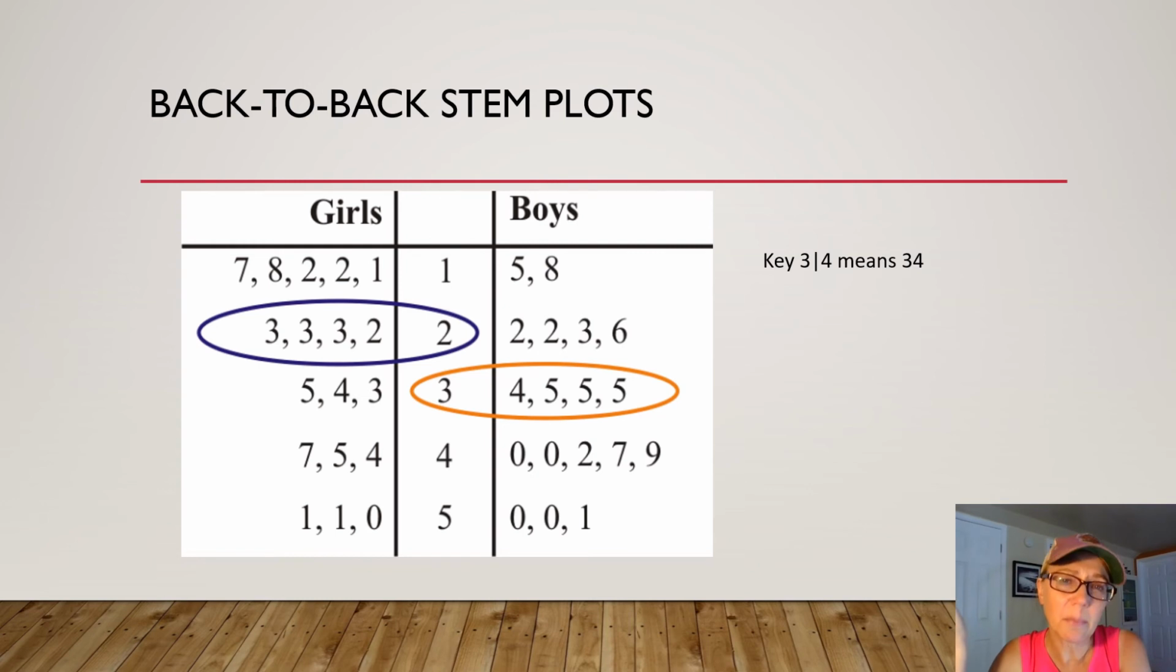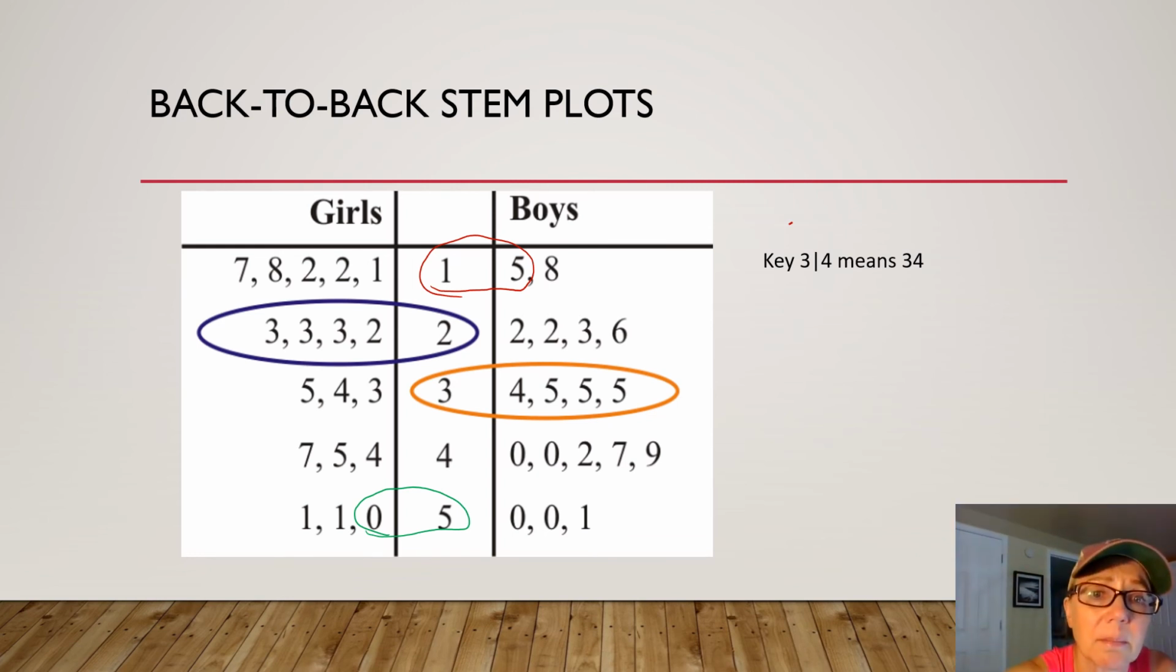We can also have a back-to-back stem plot. So here, let's pretend that they asked the girls and boys how many pairs of shoes they had. Well, if I look right here, 1, 5, in the boy column, that would represent a boy who said he had 15 pairs of shoes. If I look down here at the 5 in the middle and the 0 on the left, that would be a girl who reports that she has 50 pairs of shoes.